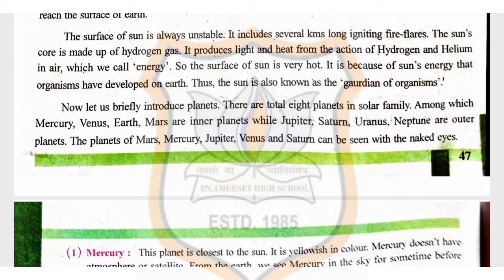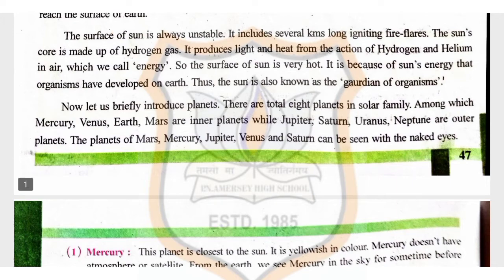Now let's briefly introduce the planets. There are a total of 8 planets in the solar family, among which Mercury, Venus, Earth and Mars are inner planets, while Jupiter, Saturn, Uranus and Neptune are outer planets. Mars, Mercury, Jupiter, Venus and Saturn can be seen with the naked eye.